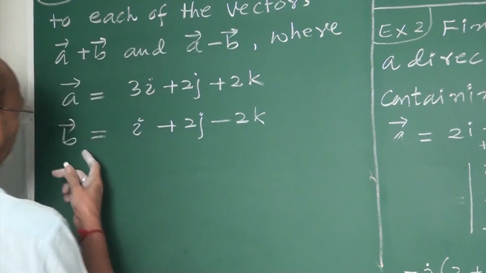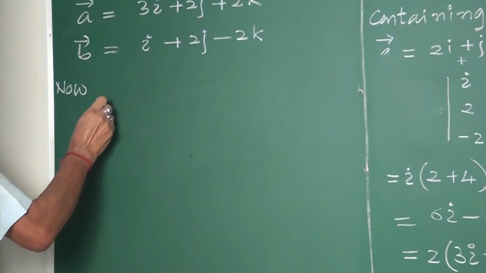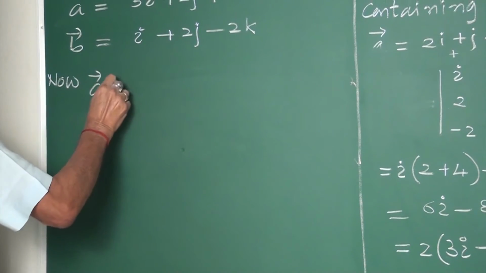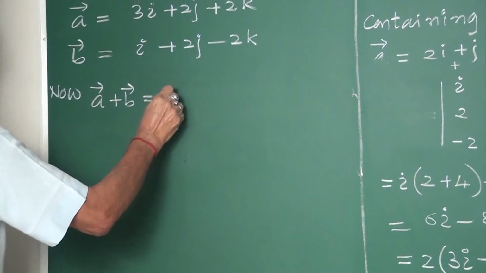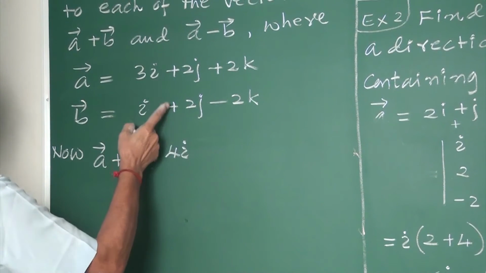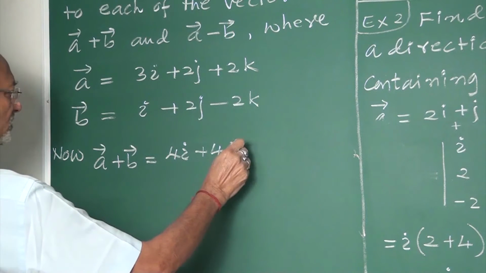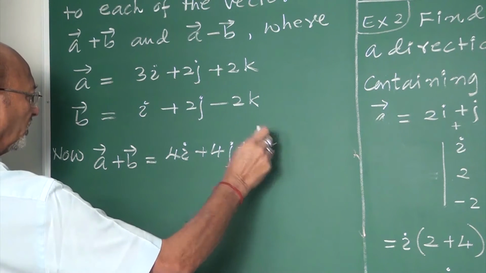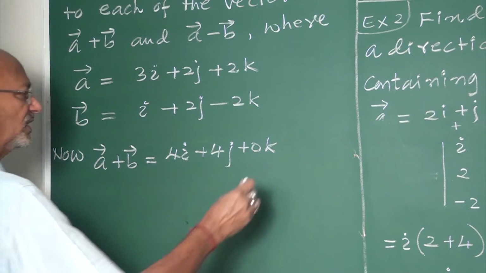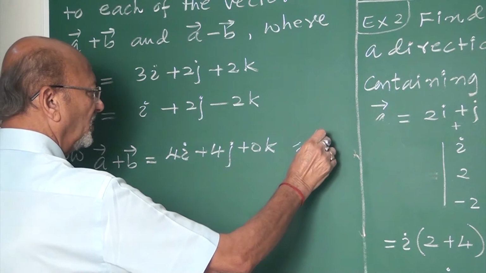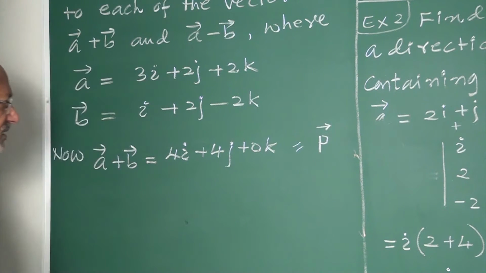First, to find a plus b. Vector a plus b: you are adding 3 plus 1, 4i, plus 2 plus 2, plus 4j, plus 2 minus 2 means it is 0 into k. Yes, my friends. Instead of writing a plus b, you denote this as a single factor. It is factor p, single factor.